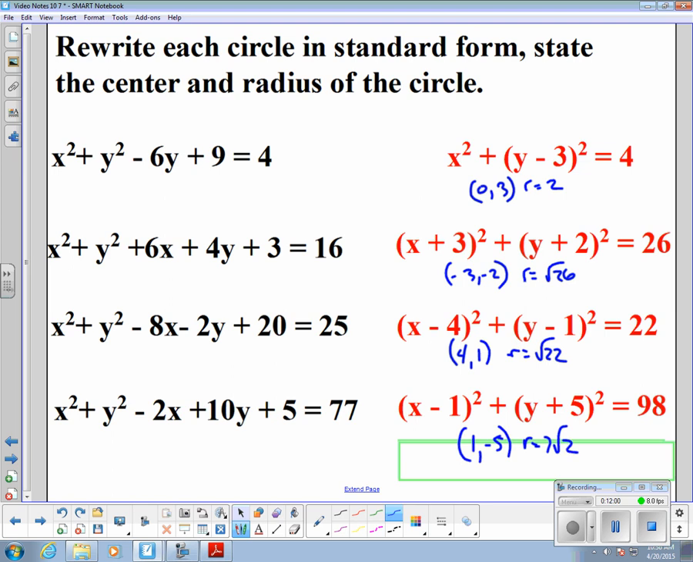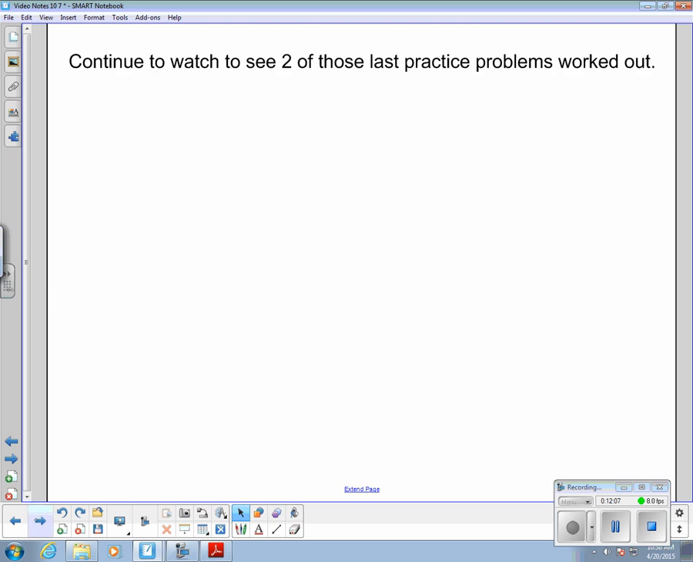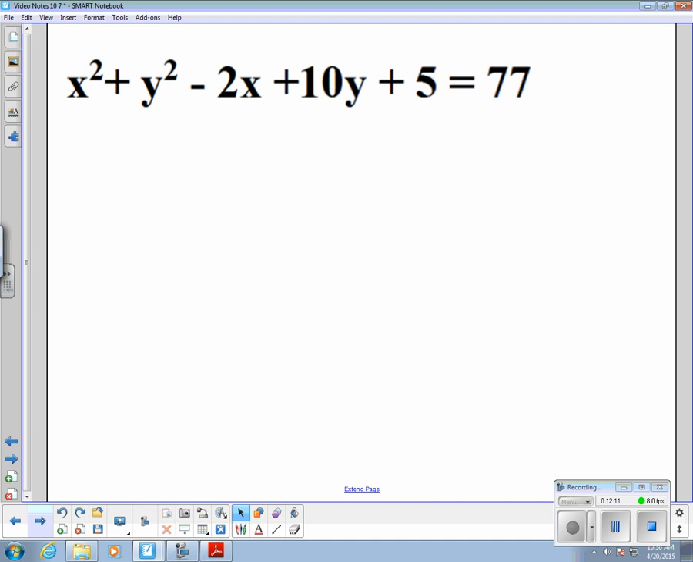Okay. Now, if you had a problem on some of these, I'm going to work a couple of these out on the next couple slides. So continue to watch the video for 2 of these practice ones. So here is the first one of the 2. Combine my like terms, or put the terms together.